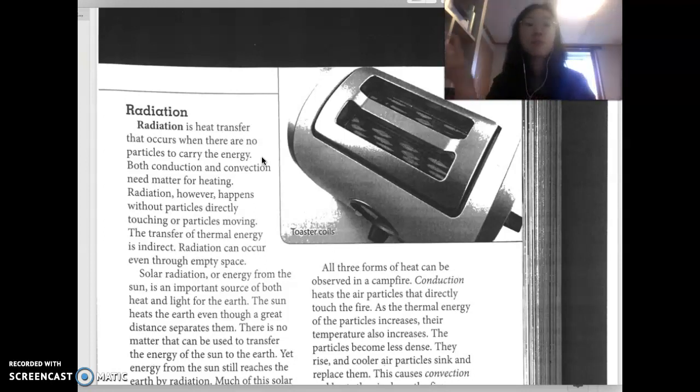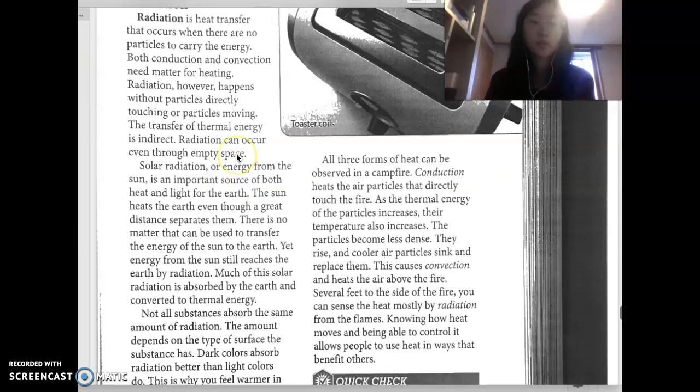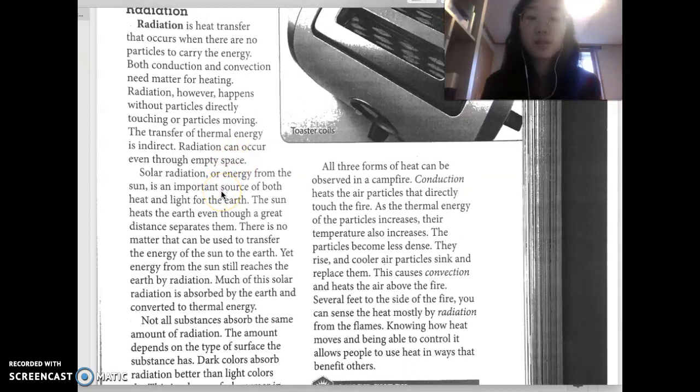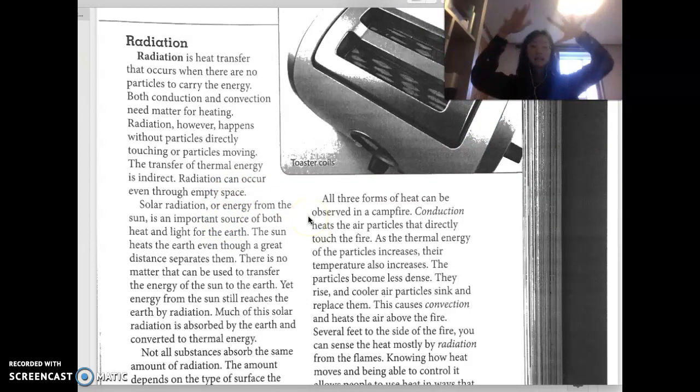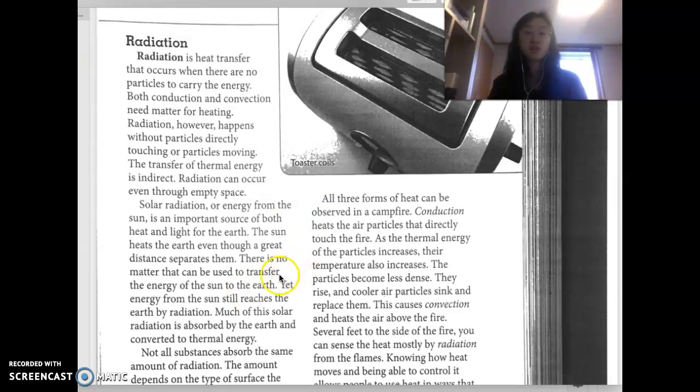However, radiation happens without particles directly touching or particles moving. So you don't have to touch. The transfer of thermal energy is indirect, and radiation can also occur through empty space. For example, solar radiation or energy from the sun is an important source of both heat and light for the Earth. The sun heats the Earth even though a great distance separates them. There is no matter that can be used to transfer the energy of the sun to the Earth. We don't have a ship or a plane carrying the heat from the sun to the Earth, right? It just radiates. Yet energy from the sun still reaches the earth by radiation.